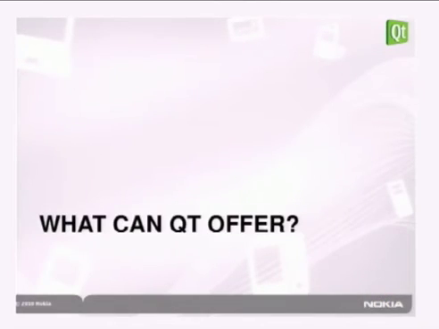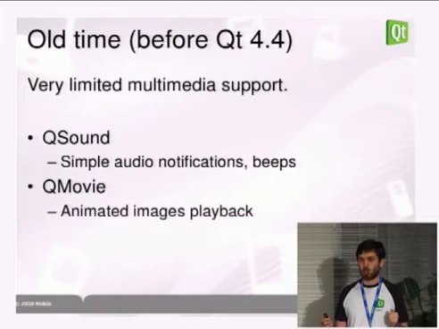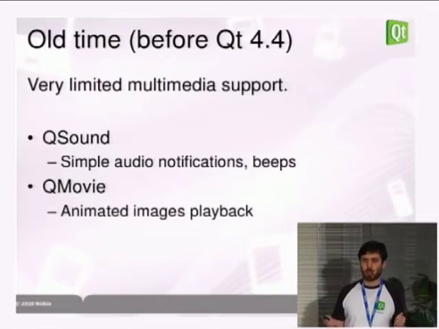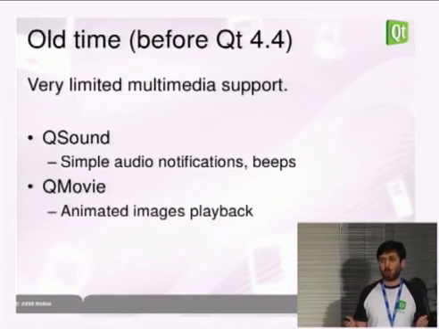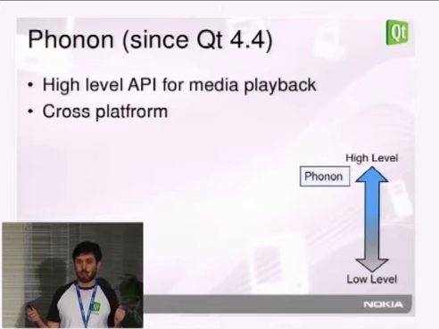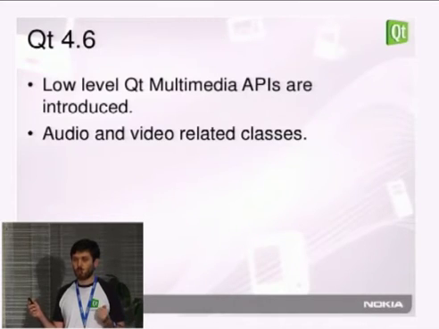Well, what can Qt offer you to get access to all those media capabilities, or at least some of those media capabilities? Historically, Qt has had quite limited multimedia support, and until Qt 4.4, all the support was limited to QSound. It's simply sounds, notifications, beeps, and so on. And QMovie, which is playback of animated images. It was certainly not enough. So in 4.4, Phonon was introduced. It's a KDE project. It's a high-level API for media playback. It's a portable API. And then in Qt 4.6, we also introduced some low-level APIs for video and audio.